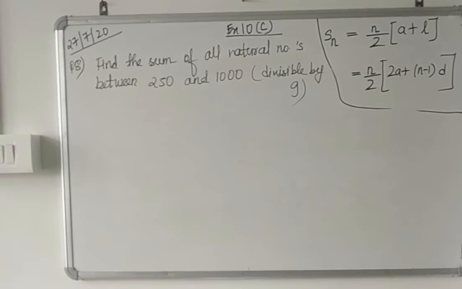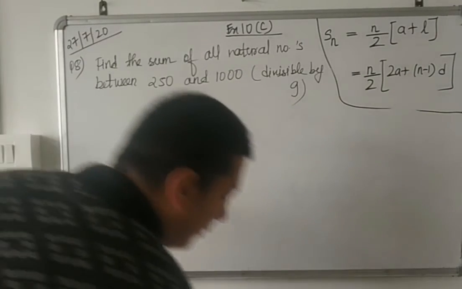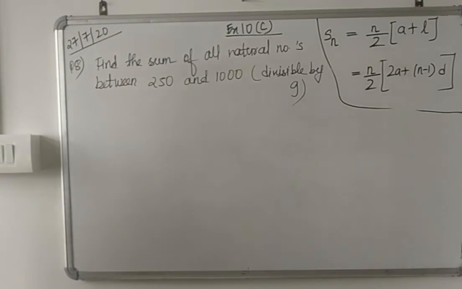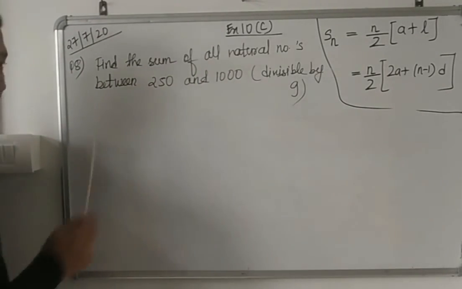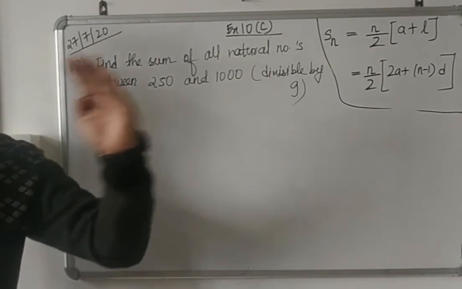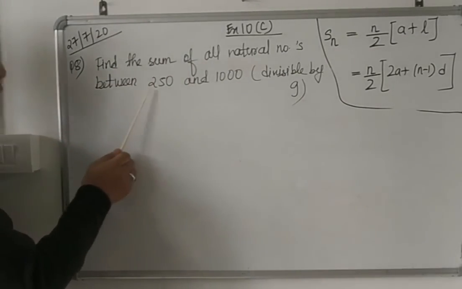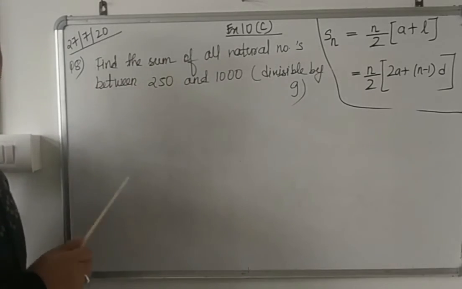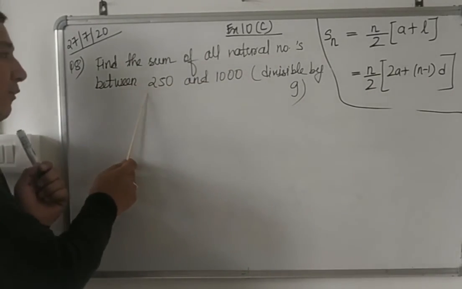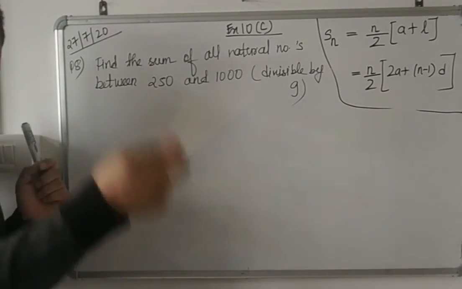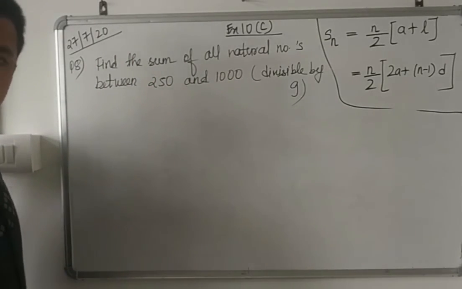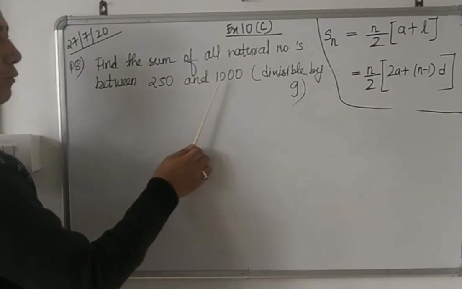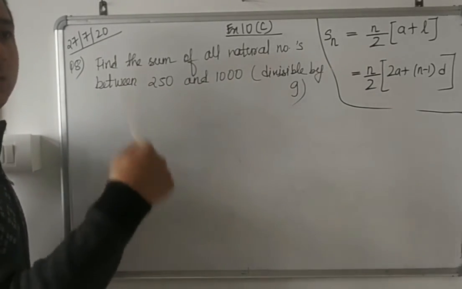Okay, so this is the last question for today. That is question number 8, and a very interesting question. If you read the question, then you understand. Find the sum of all natural numbers between 250 and 1000, but only those numbers which are divisible by 9. So from 250 to 1000, divisible by 9, those numbers we have to find.